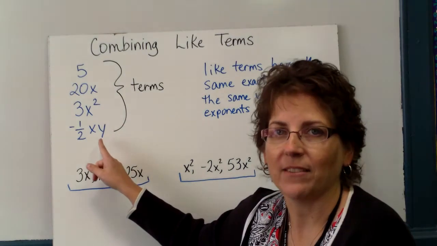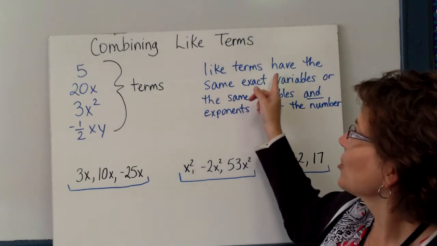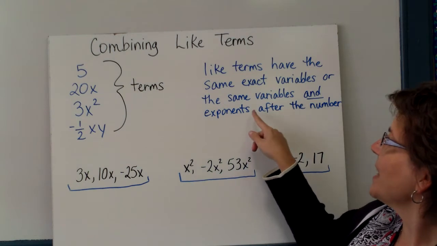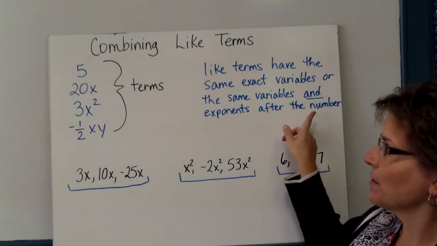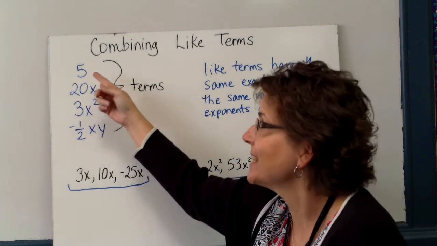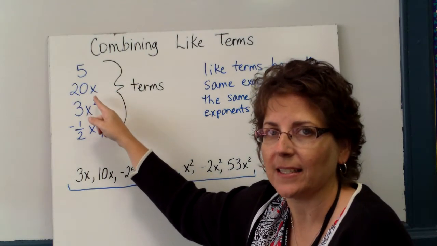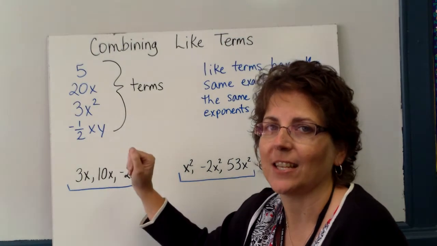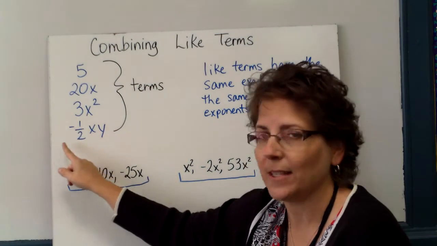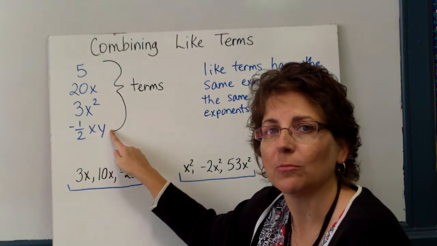These numbers right here that I have as examples, those are terms. If you look at the definition, like terms have the same exact variables or the same variables and exponents after the number. So here's something that doesn't even have a letter or an exponent with it, but it's still a term, just the number 5. Well, 20x has the variable x, but 20x together is a term. Just like negative 1/2 xy, that is one term. So this right here is a list of 4 different terms.